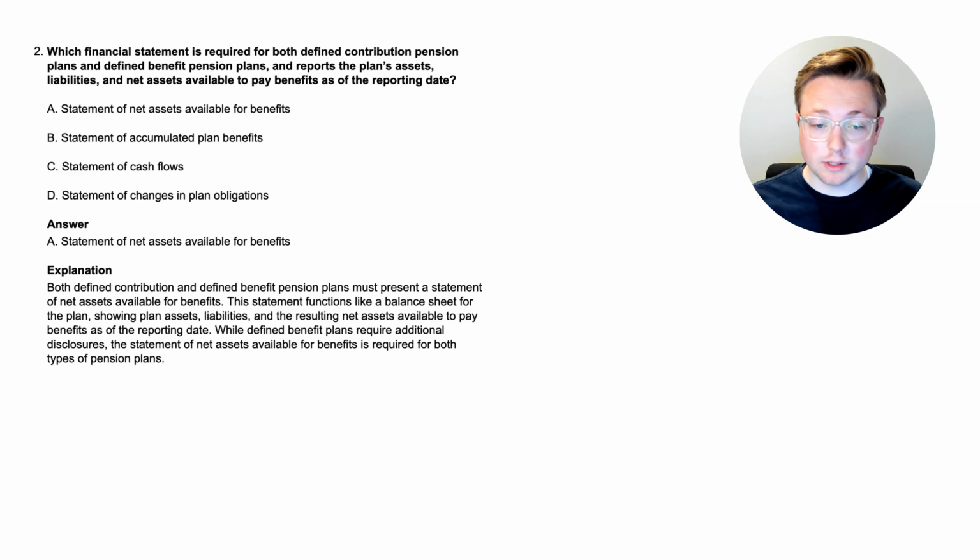So these statements are similar. The statement of net assets available for benefits is like the balance sheet. It's showing what's available at a certain date. And the statement of changes in net assets available for benefits is like the income statement. What happened to get the assets to the point that they're at?